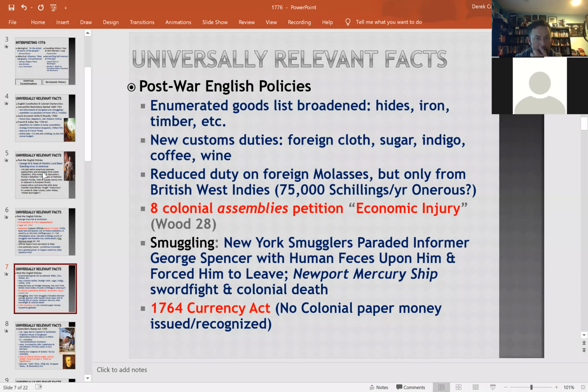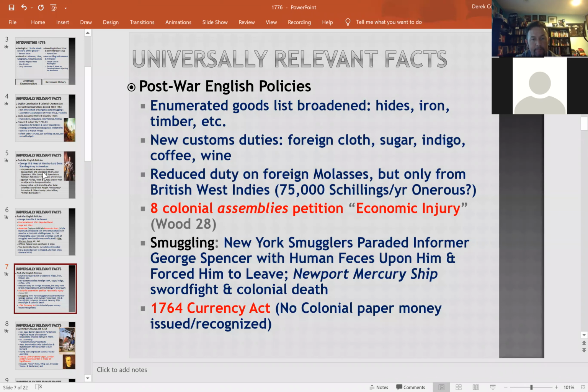Customs duties were put upon foreign cloth, sugar, indigo, coffee, and wine. And notice, right, the American assemblies were not consulted. They had not given their permission, as the elected reps of the colonists, to these taxes on goods coming in as imports. There was a reduced duty on foreign molasses. So they actually reduced the duty on foreign molasses.